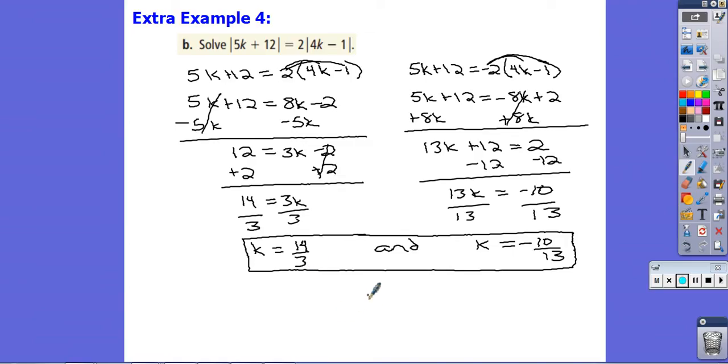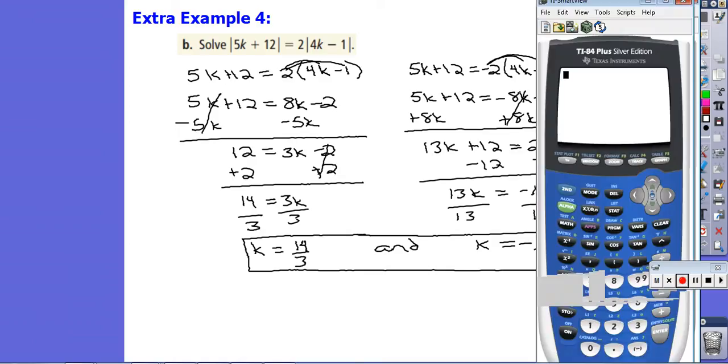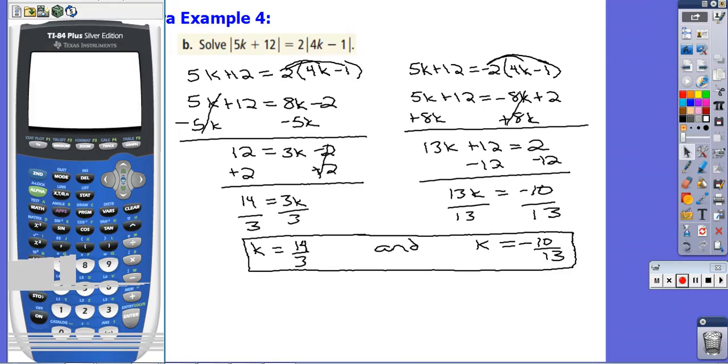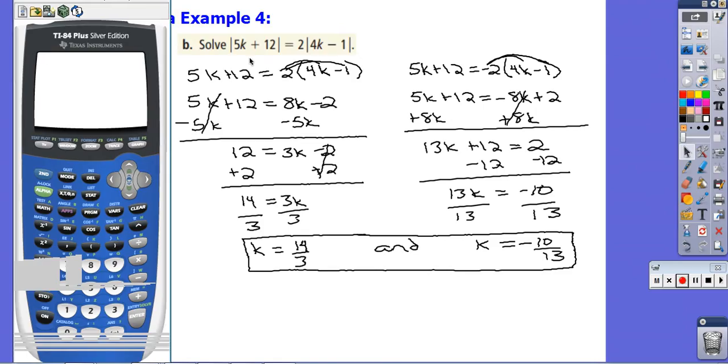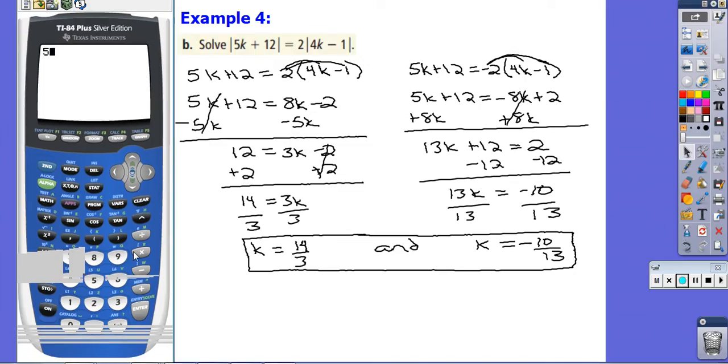And now if I want to check them in a calculator, which is always a good plan, and you'll see why in a moment, I just want to find the number inside. So I know it's 5k plus 12. So I'm going to do 5, and then my k was 14/3. So I'm just going to put in here 14/3 and then plus 12. So on this side, let's go ahead and do math fraction. On this side, I get 106/3.